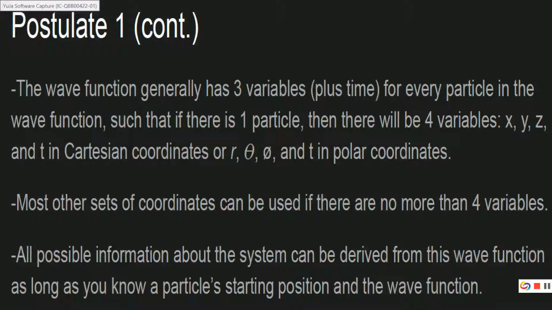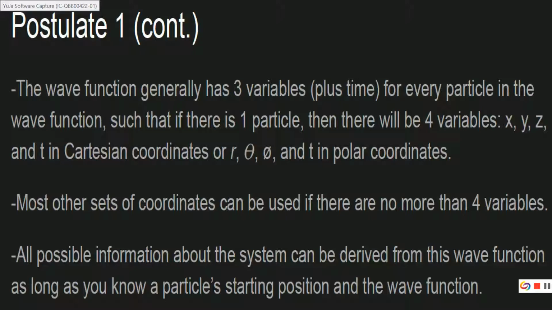The wave function generally has 3 variables and time for every particle, such that if there's one particle, then there are 4 variables: x, y, z, and time in Cartesian coordinates, or those ones in polar coordinates. I don't know exactly what they are, but many other sets of coordinates. So they're not polar, they're spherical, probably. Yeah. Okay. Most other sets of coordinates can be used if there are only 4 variables.